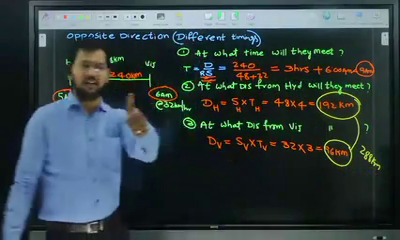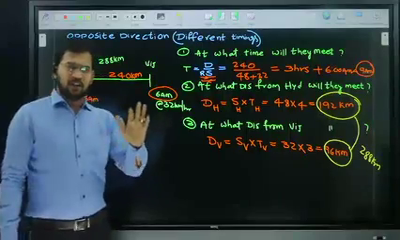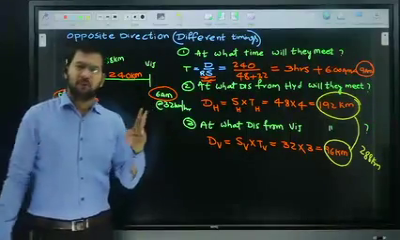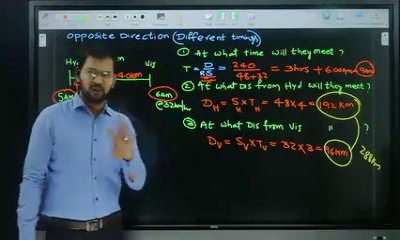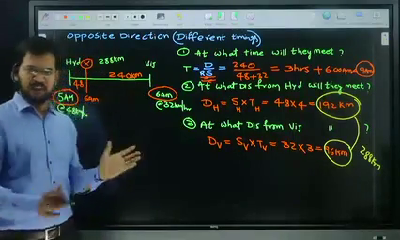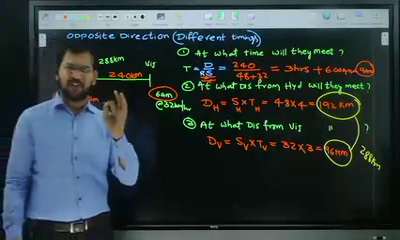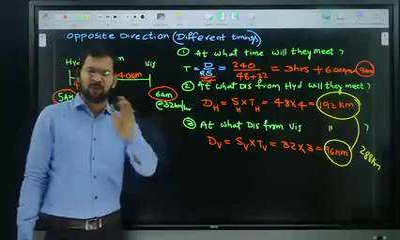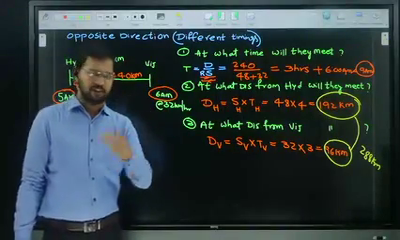All of it clear? So in opposite direction, there are only two possibilities: opposite direction, same timings, and opposite direction, different timings. Whenever they give different timings, try to convert them into the same timings. All of you clear? Just make a note.